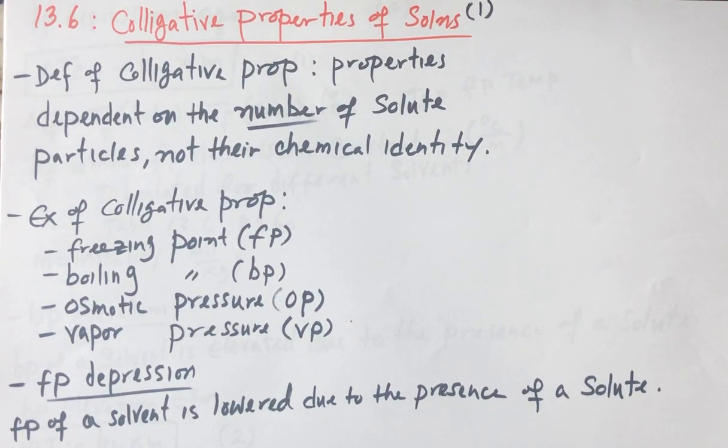So the first thing we need to do is to define colligative properties. These are properties which are dependent on the number of solute particles and not on their chemical nature or identity. Anything that is dependent on the number of solute particles is referred to as a colligative property. There are four main examples of colligative properties: freezing point, boiling point, osmotic pressure, and vapor pressure.